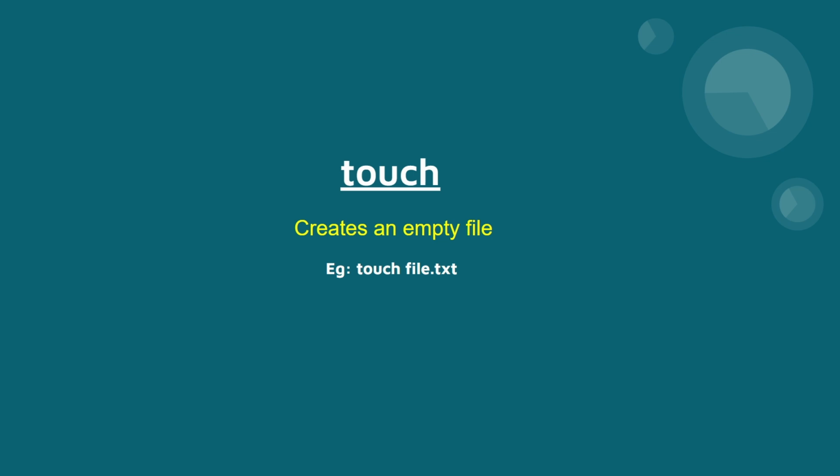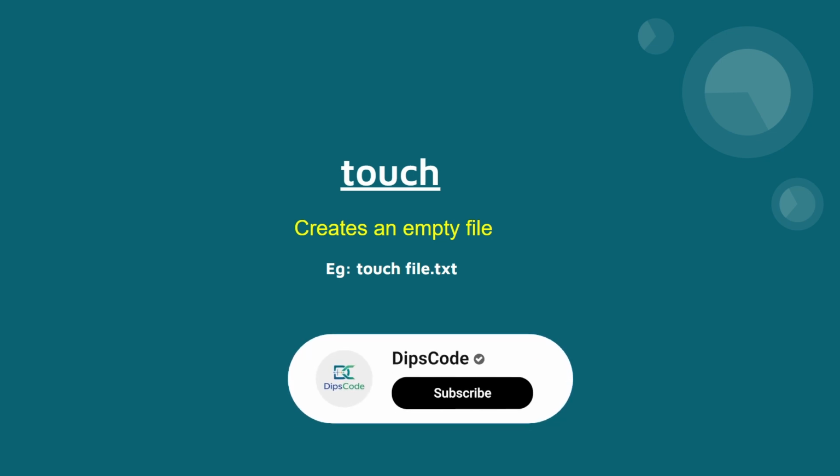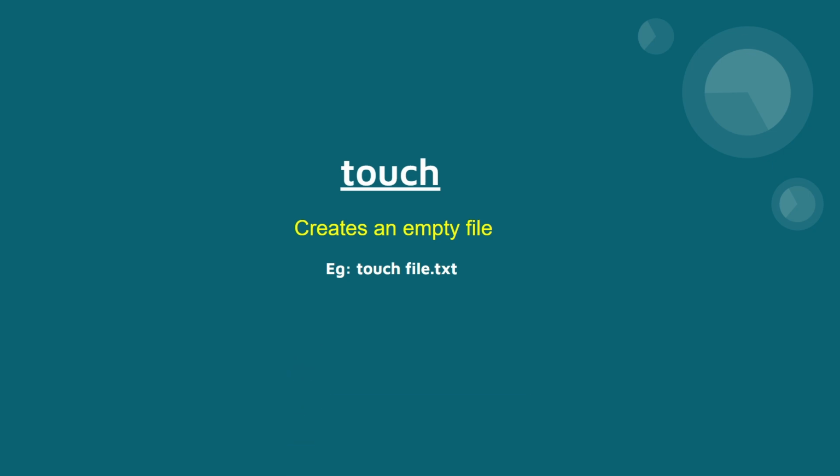So the first command is touch. The touch command is used to create an empty file. It can be anything, with any extension. It can be JavaScript, Python, text file, anything. So today I will show you this in both Windows system and as well as in Docker Desktop. First, let's see in the Windows.